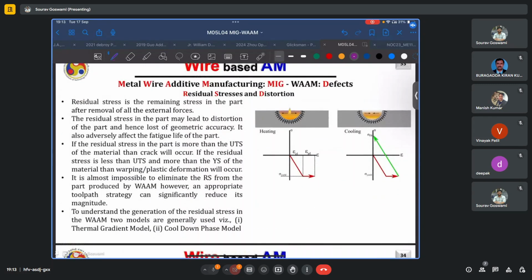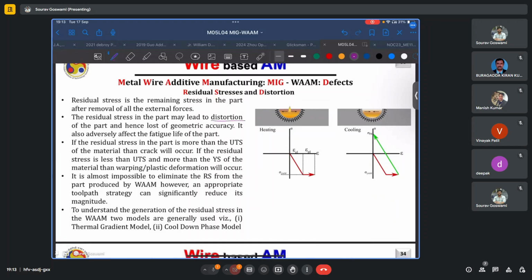Now we look at some of the typical defects of the MIG-based WAAM process. One class of these defects is the residual stresses and distortion. So residual stress is remaining stress in a part after removal of all external forces. They may lead to distortion of the part and thus a loss of geometric accuracy. It also adversely affects the fatigue life of the part.